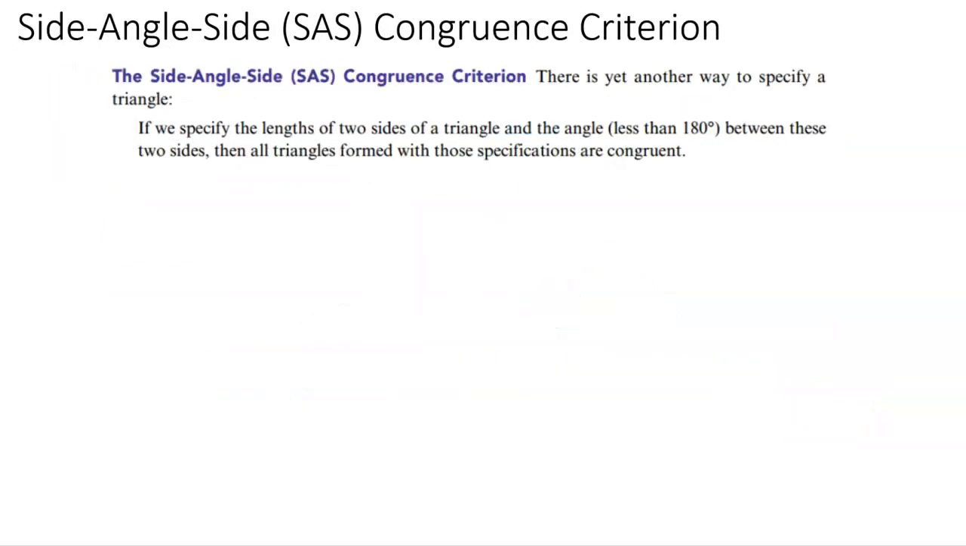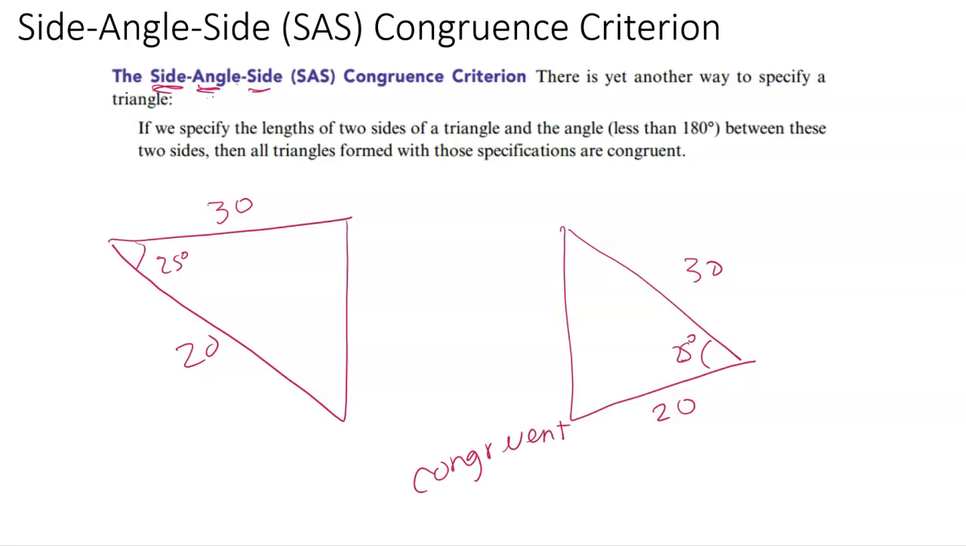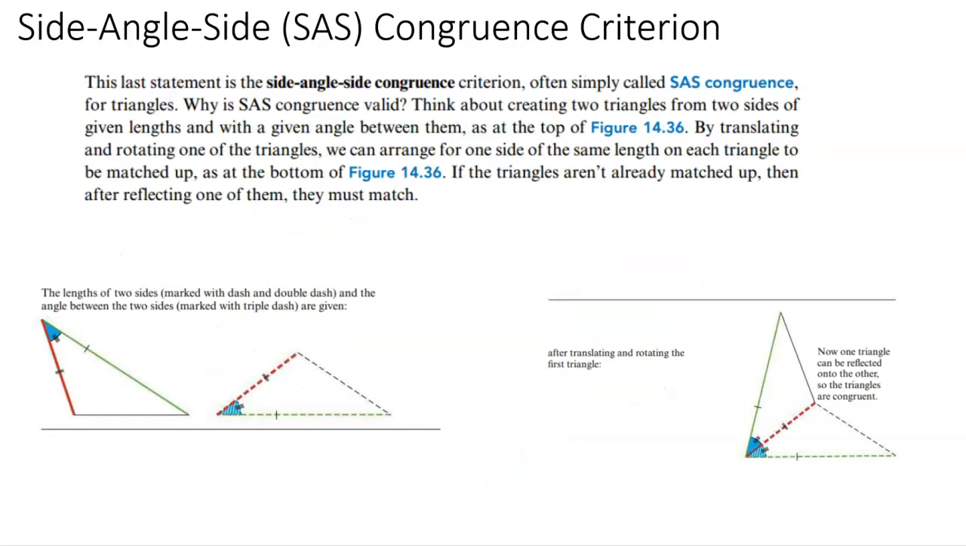And lastly, we've got the side, angle, side. So if we've got 2 triangles, and side, angle, side, which means the angle is between those 2 sides. So maybe we know this is 20, this is 25 degrees, and that's 30. And then over here, we've got 20, 25 degrees, and 30. We could say that these are congruent. And if you were to kind of shift this around, you could rotate this one or reflect it maybe to get it to match up. So side, angle, side. And this one kind of just describes the reason why it's valid.